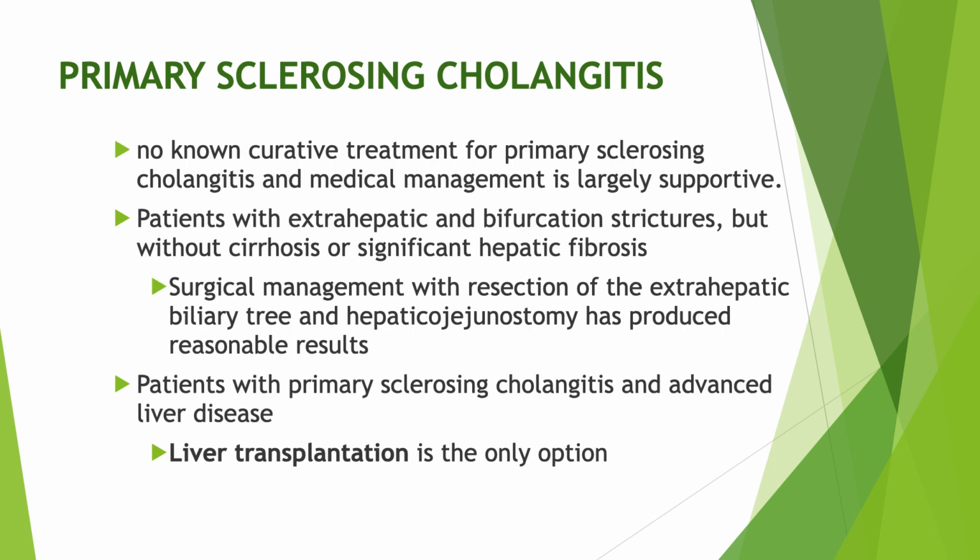This is to determine the degree of hepatic fibrosis and the presence of cirrhosis. There is no known curative treatment for primary sclerosing cholangitis, and medical management is largely supportive. For patients with extrahepatic and bifurcation strictures but without cirrhosis or significant hepatic fibrosis, surgical management with resection of the extrahepatic biliary tree and hepaticojejunostomy has produced reasonable results. And for patients with primary sclerosing cholangitis and advanced liver disease, liver transplantation is the only option.